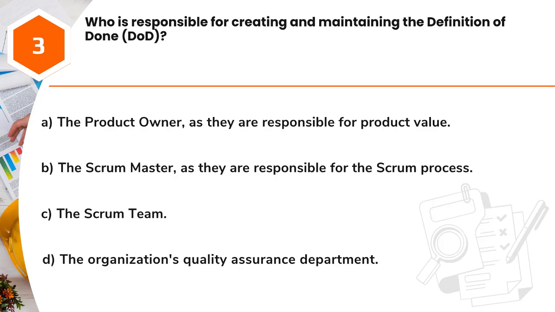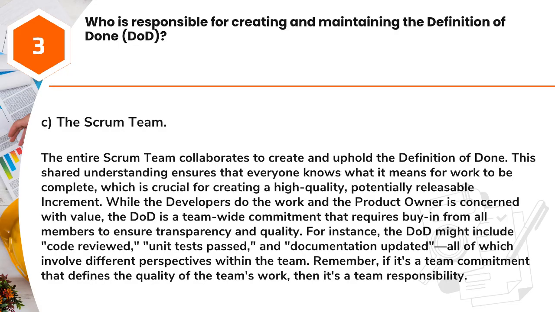Question 3. Who is responsible for creating and maintaining the definition of done, DoD? A. The product owner, as they are responsible for product value. B. The Scrum Master, as they are responsible for the Scrum process. C. The Scrum Team. D. The organization's Quality Assurance Department. Answer. C. The Scrum Team.